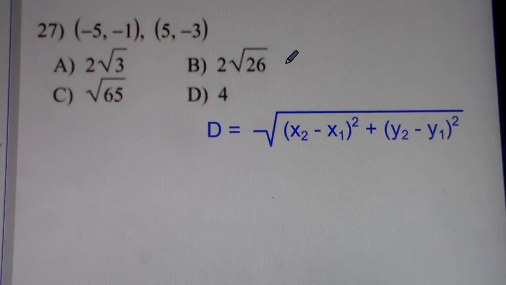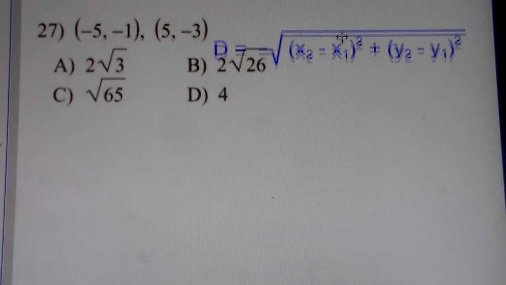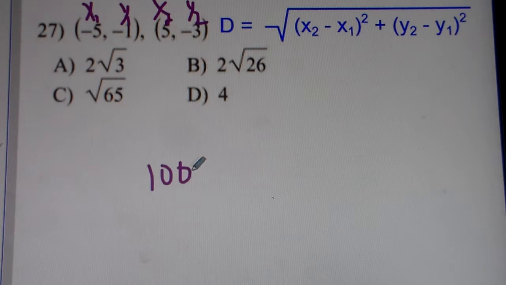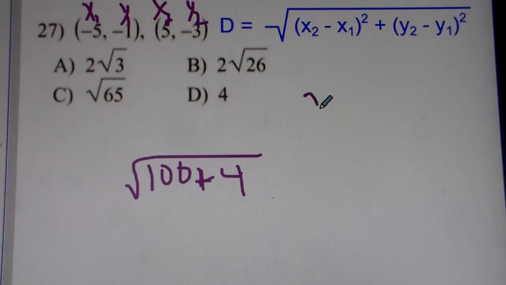Number 27 is the same process. So let's do it again. X1, Y1, X2, Y2. X2 minus X1. 5 minus a negative 5 gets you 10. 10 squared is 100. 100 plus Y2 minus Y1. Negative 3 minus a negative 1 gets you negative 2. Negative 2 squared is 4. So this is 104. We got to break that guy down.